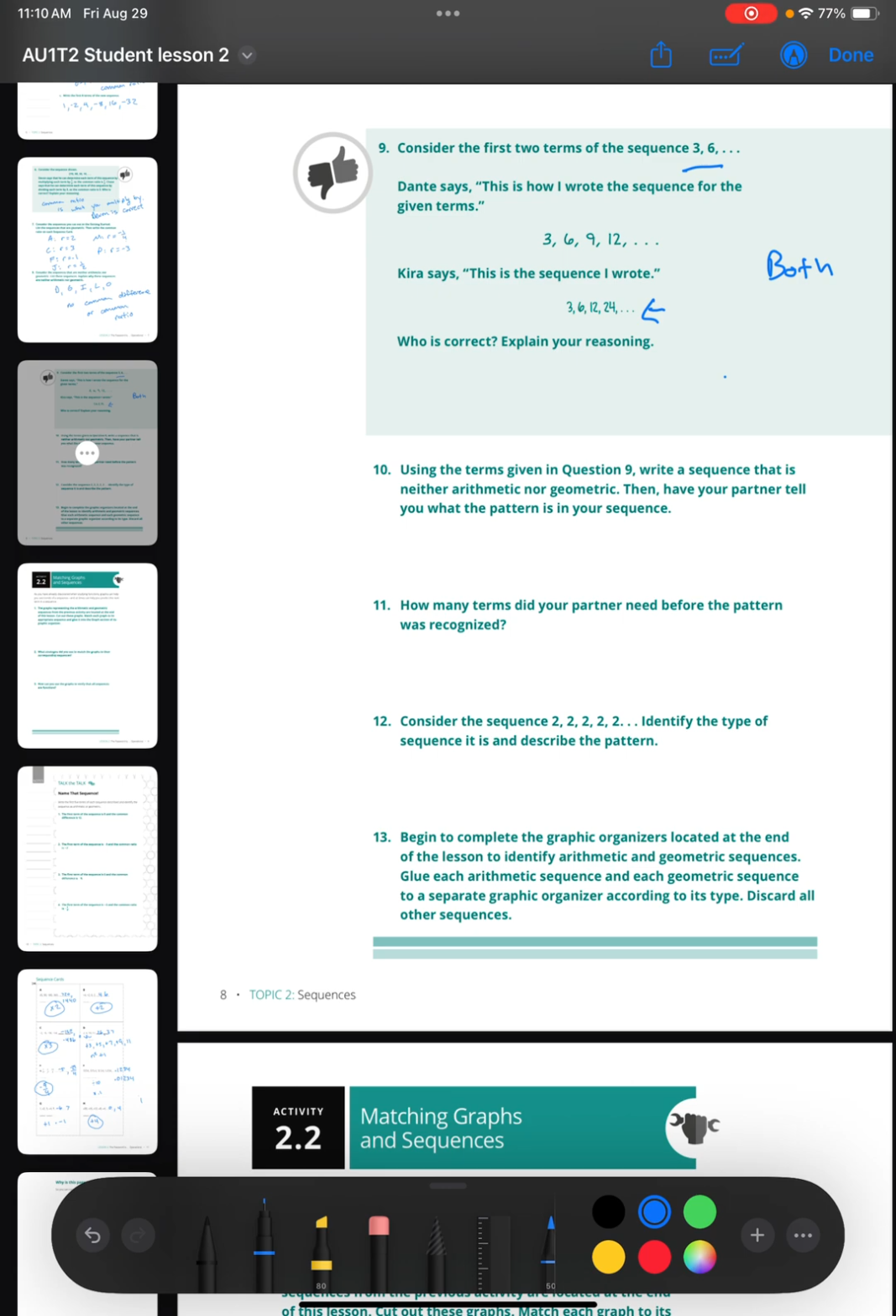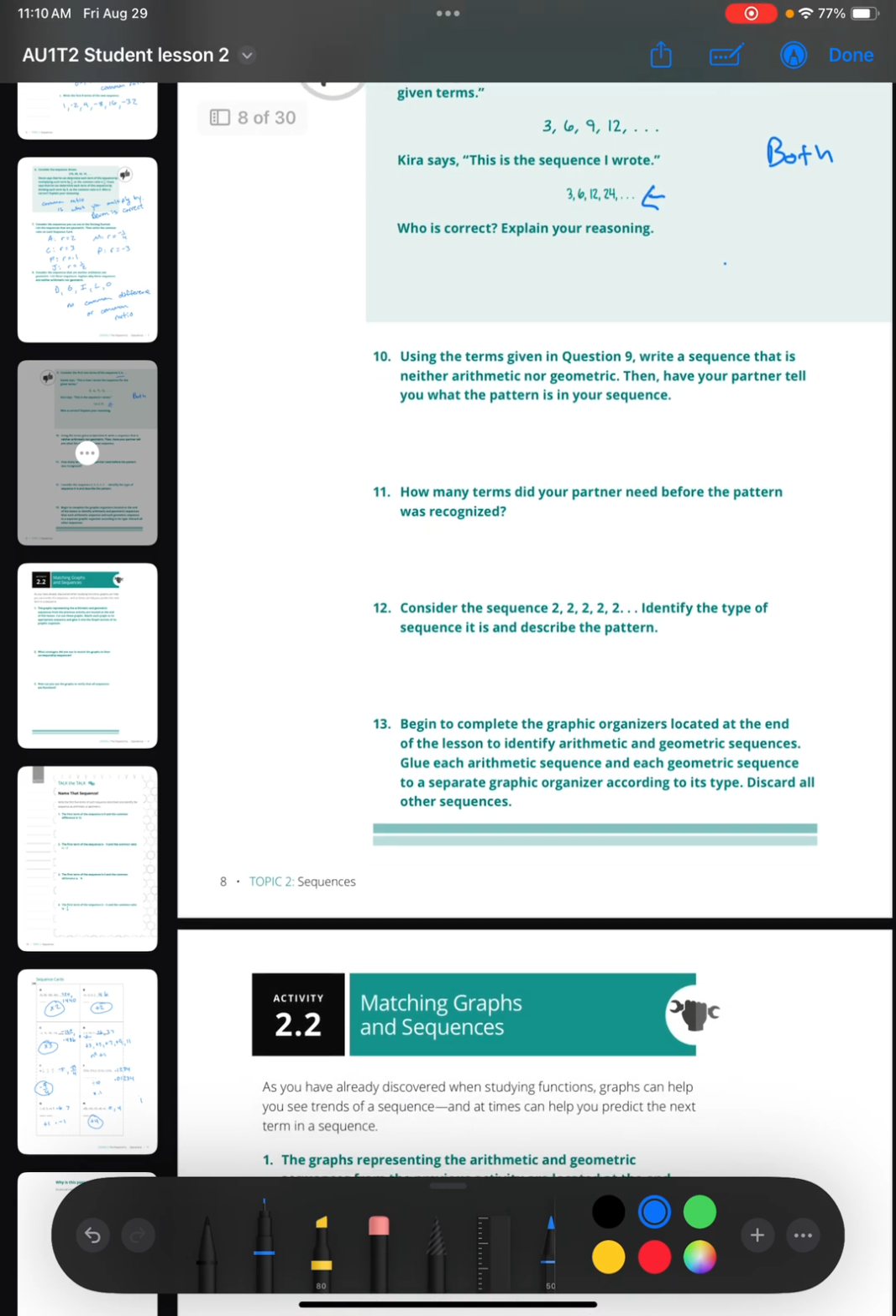So 10, using the terms given in question 9, write a sequence that is neither arithmetic nor geometric. It says then have your partner, so whoever you're sitting with, tell you what the pattern is in your sequence. Okay, you could come up with many different answers here. Just one, I'll write one example. I'm going to do 3, 6, 9, 15, 24. And my pattern I came up with there is adding the 2 previous terms to get the next one. So those had to be 9.